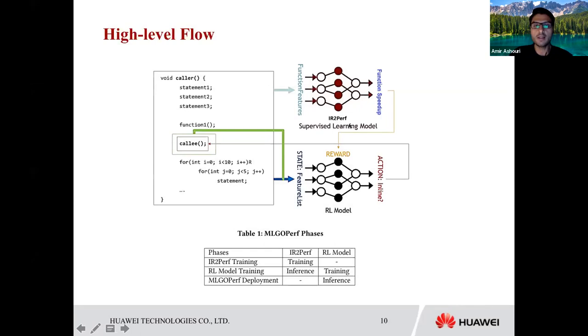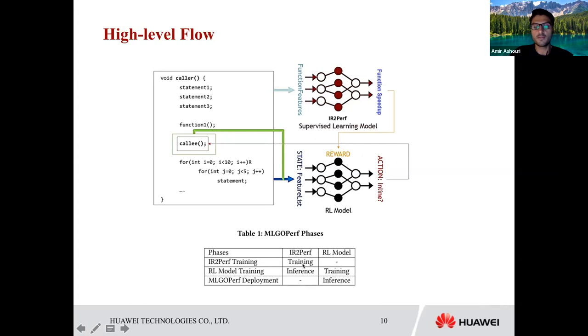At a high level, our flow comprises two models. One of which, as I mentioned, is IR2Perf on top. It receives as input the function features that we handcrafted, those 20 handcrafted features, and predicts a function speedup over the baseline. The baseline here was -O3. The reward is used at each iteration to train the existing RL model, now retargeted for performance rather than code size. And it has its own set of features, which is the features of the call site. So by integrating these two models together, we have three phases.